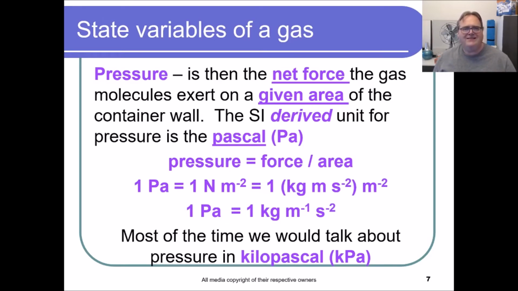What we need to know is the given surface area. Floppy clown shoe, big area. Stiletto heel, small area. Floppy clown shoe with a bigger area, same force, means lower pressure compared to that stiletto heel with the same force. So it turns out the actual unit for pressure in the international system of units is also a derived unit. That derived unit is the Pascal.